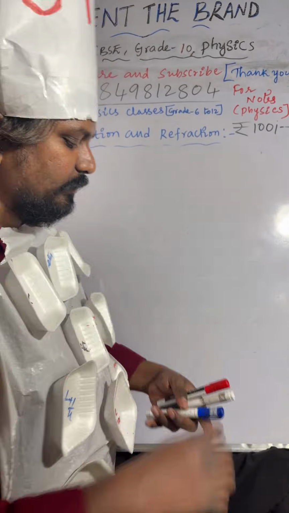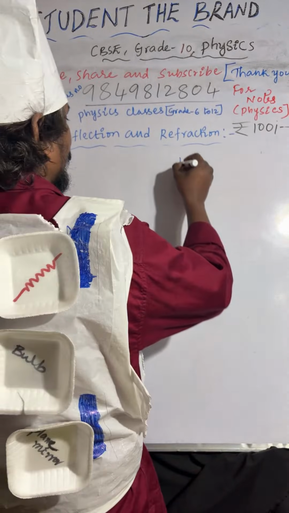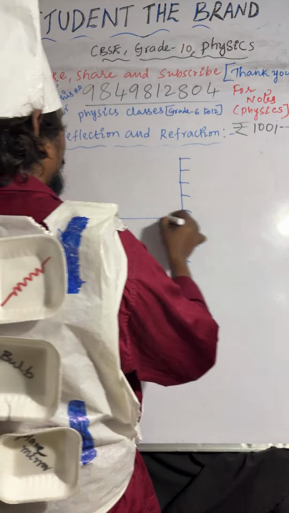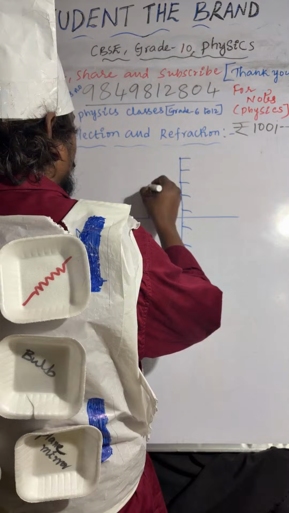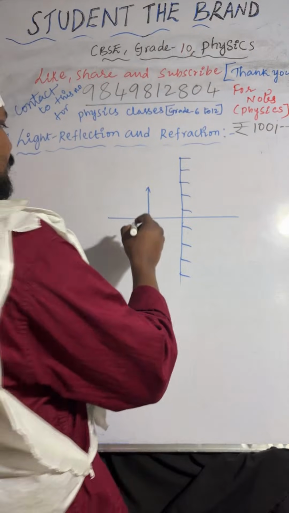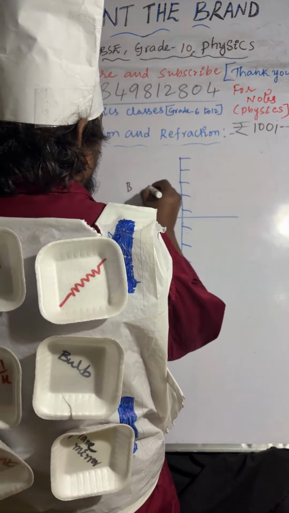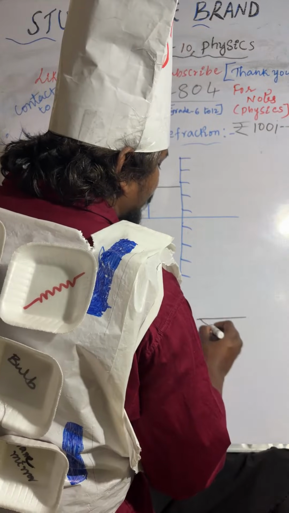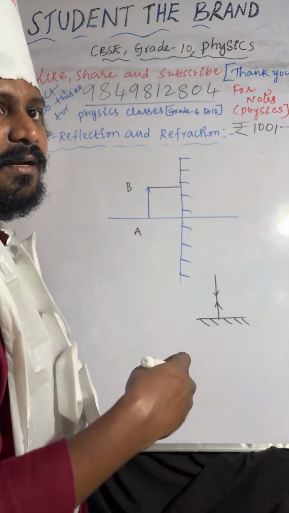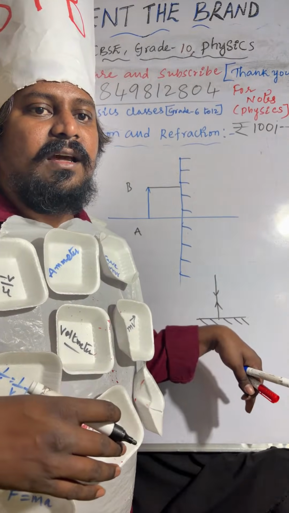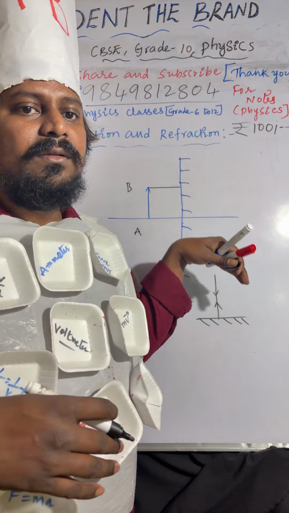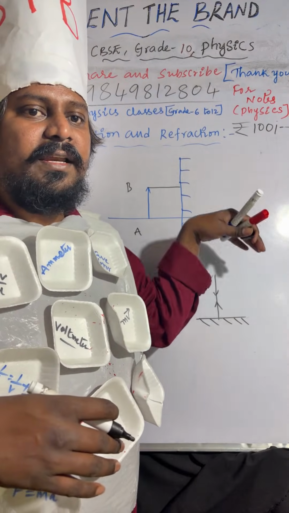Now, so I'm taking here a plane mirror, this is a plane mirror, and this is an object AB. One light ray I'm taking. Normally if the light ray is passing along the normal line, it retraces its original path in the same direction.